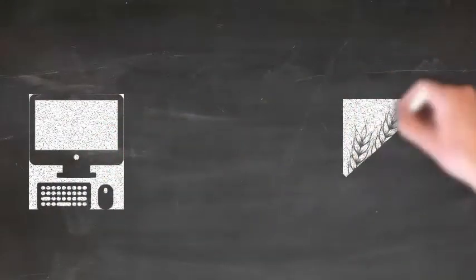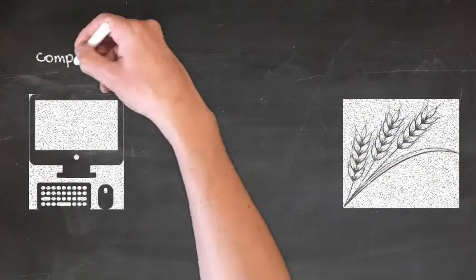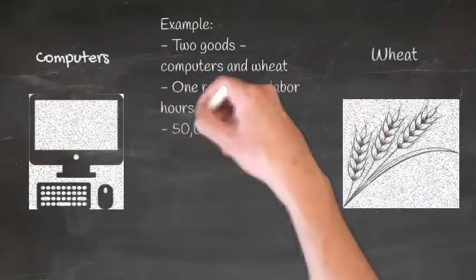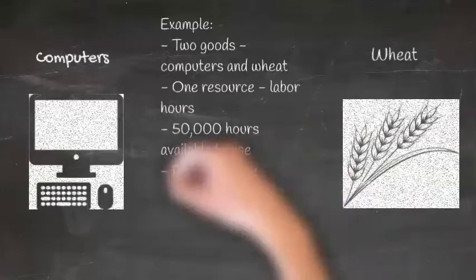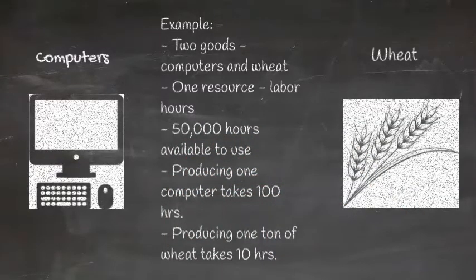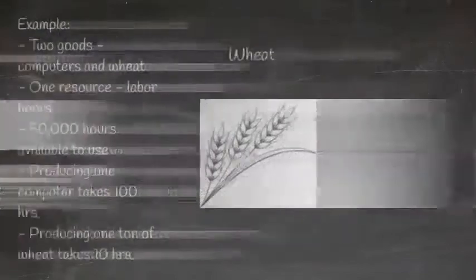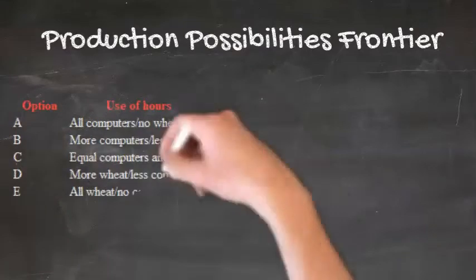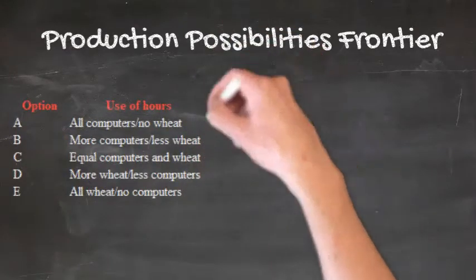Let's take an example. We have two goods we can produce, computers or wheat. We have a certain number of resources. In our example, we're going to say we have 50,000 hours available to produce. Producing one computer takes 100 hours, and producing 1 ton of wheat takes 10 hours. We have multiple choices of what we choose to produce. We've got 5 options that I'm showing here.